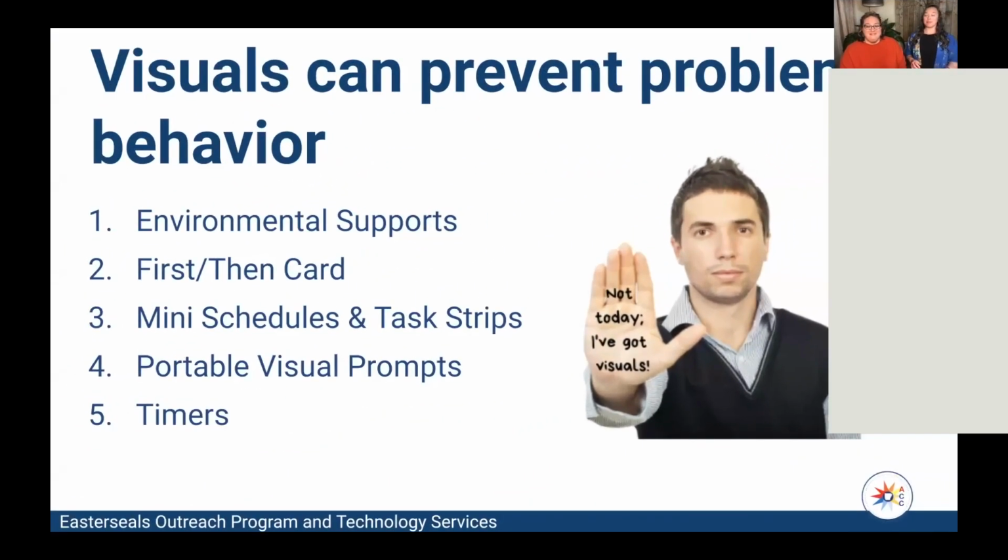So visuals can prevent problem behavior, which is probably one of the most appealing things about using visual supports for most people. We'll talk about environmental supports today, using a first then card, a mini schedule or a task strip. We'll talk about portable visual prompts and a little bit about timers. And I love the visual on this slide because it's so true. If you have visuals, you will prevent so many different things throughout the day.